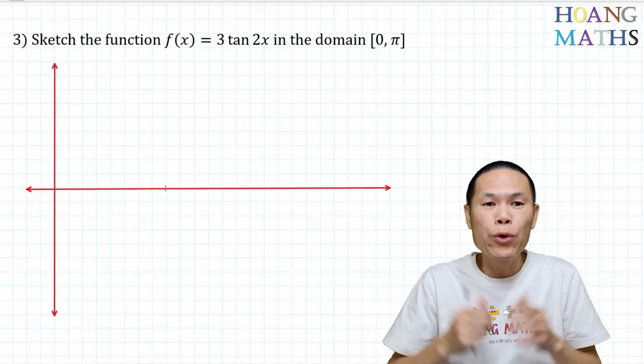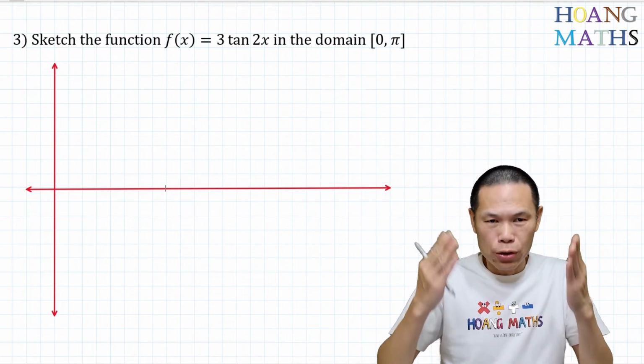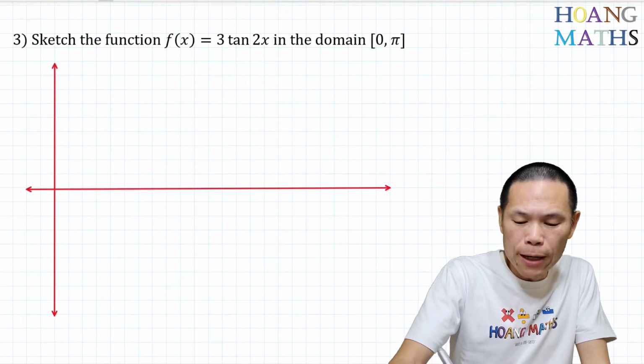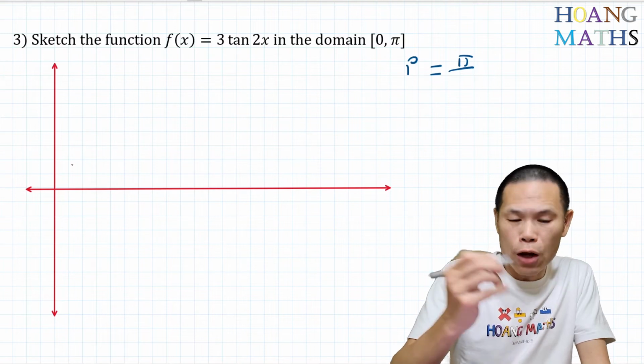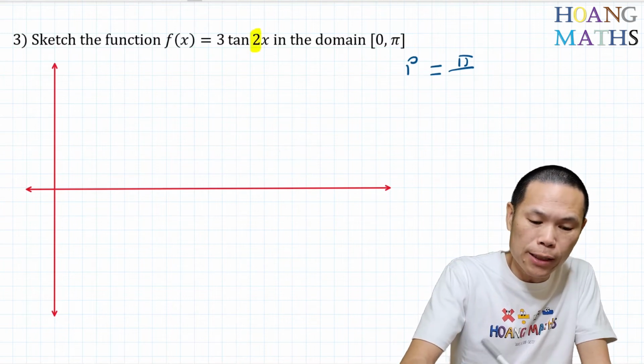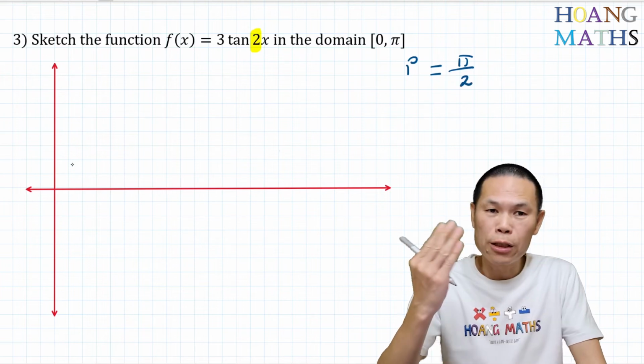So first of all, we need to find the period of 3 tan of 2x first. To find the period for tan, P is equal to pi over n, where n is the coefficient of x. The coefficient of x in this case is 2, so pi over 2. So that is the period.